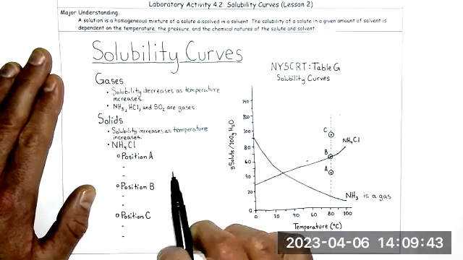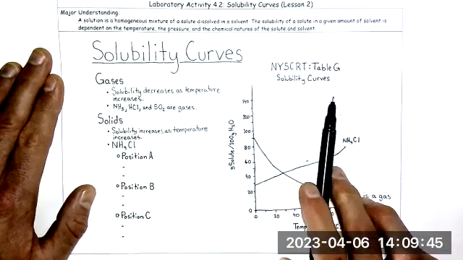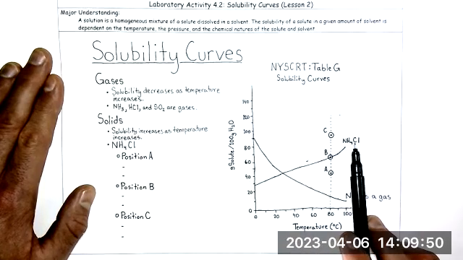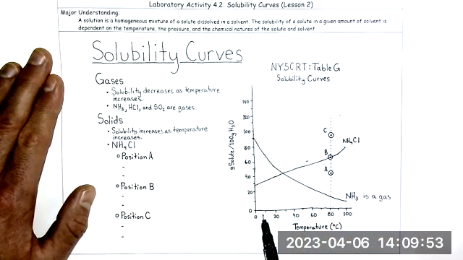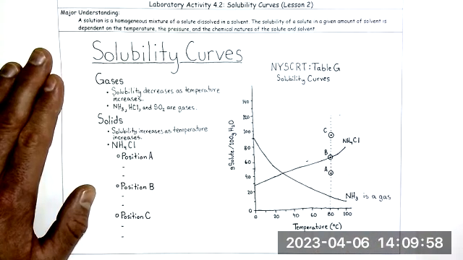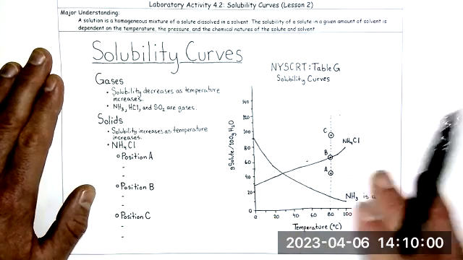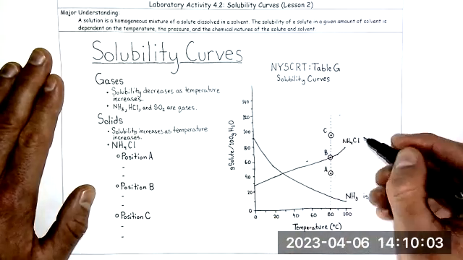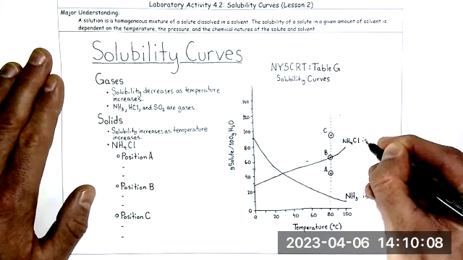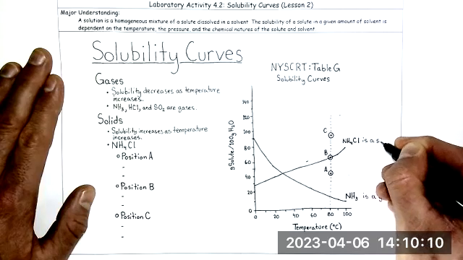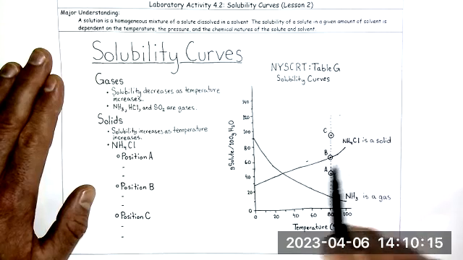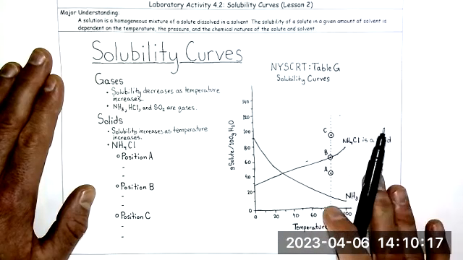Okay, and so on our table G here, I provided a sample curve of a solid, and that would be ammonium chloride, NH4Cl. And you can see as temperature increases, the solubility of NH4Cl also increases. Okay, so now what we're going to do is we're only going to consider NH4Cl or ammonium chloride. And by the way, ammonium chloride is a solid, so that's the reason why it shows this trend that as temperature increases, solubility increases.